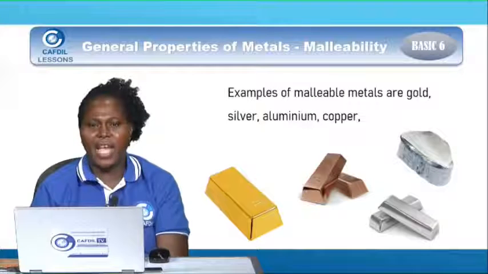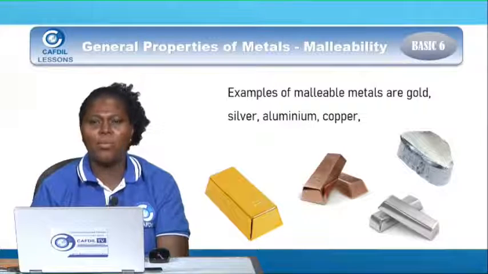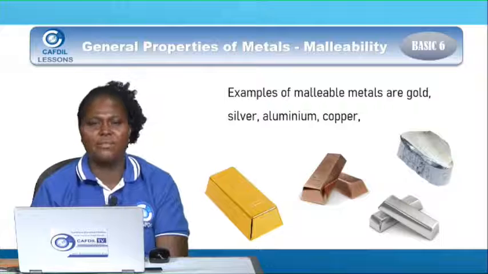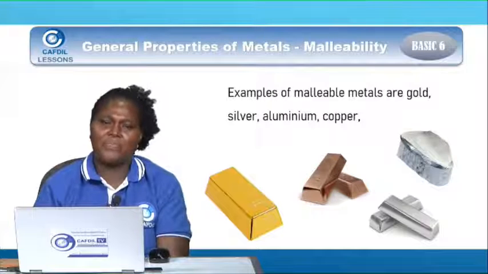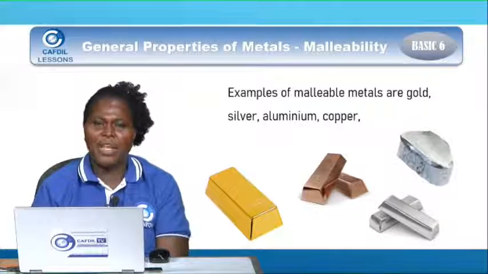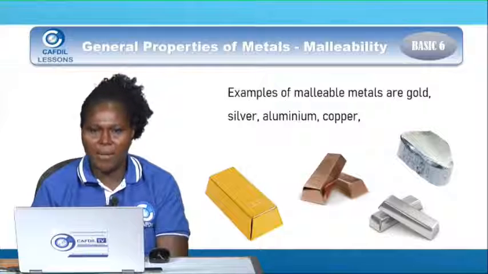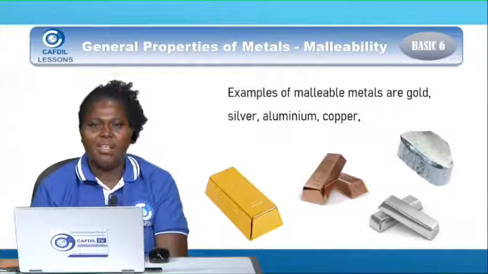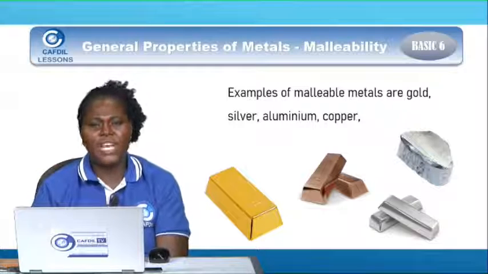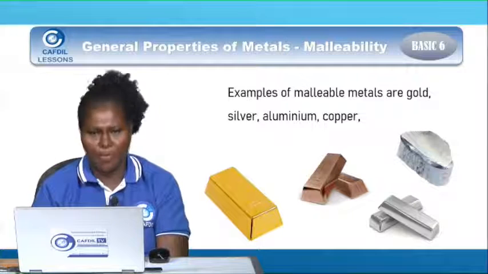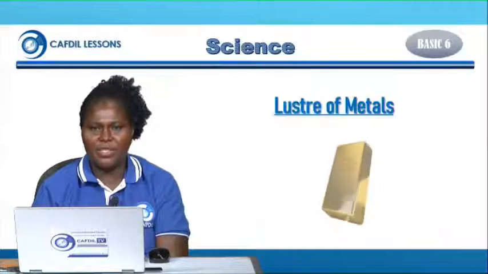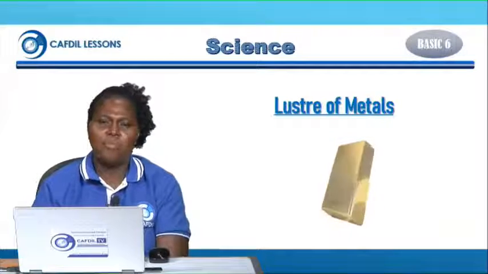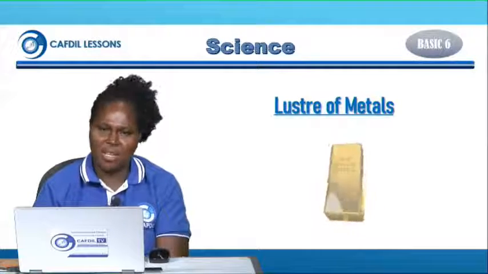Examples of malleable metals are gold, silver, aluminium, and copper. Good. Now let's look at another property of metals.